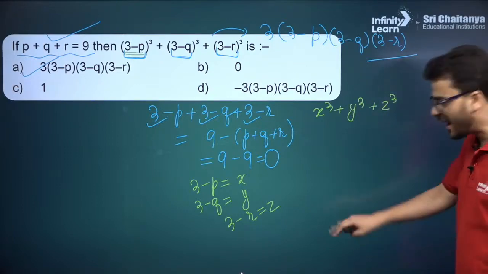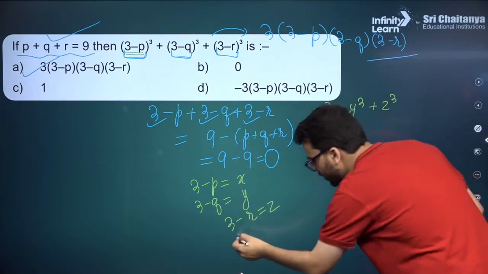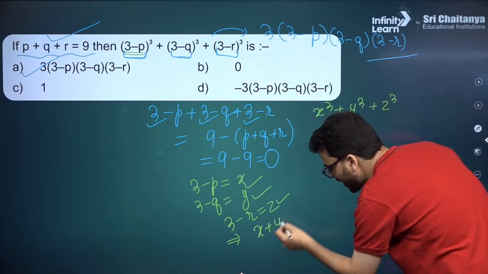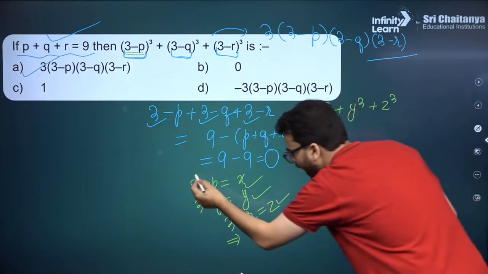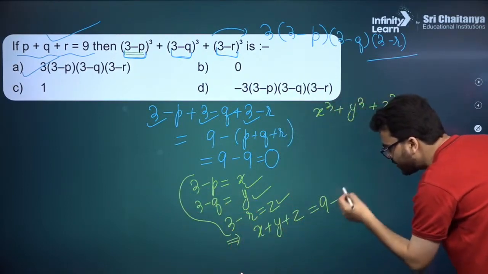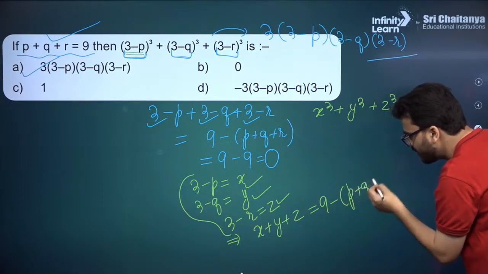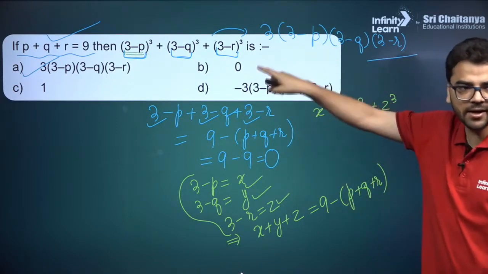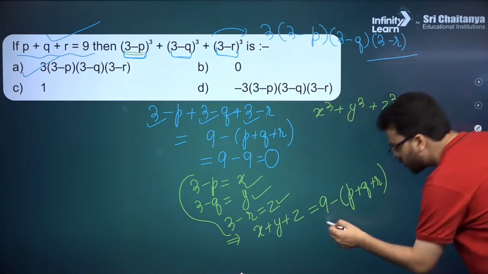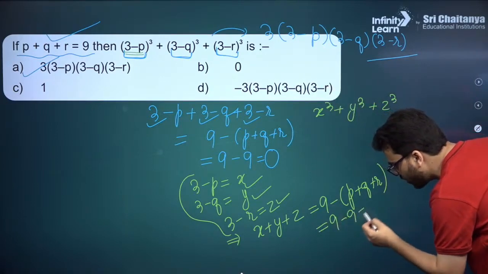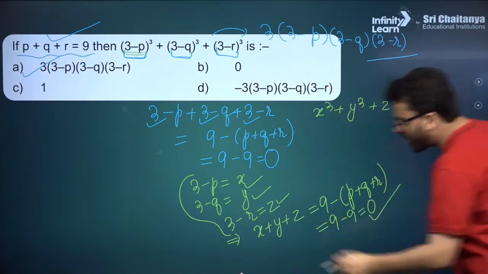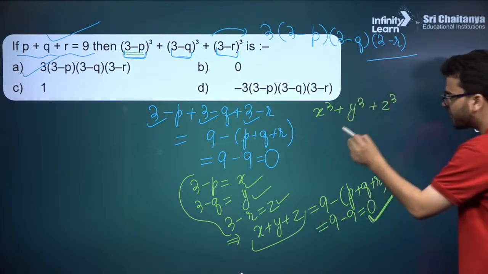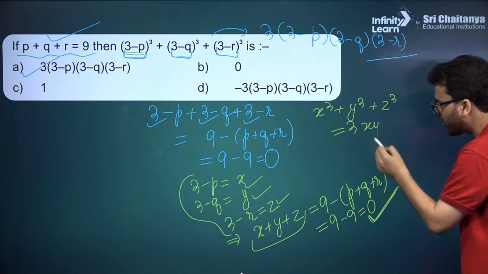Now over here, if you add X, Y and Z, what will you get? X plus Y plus Z will be equal to 9 minus P plus Q plus R. Now P plus Q plus R is given to be 9 in the question over here. So will it not be 9 minus 9, that is equal to 0? So therefore x plus y plus z is coming out to be 0. So therefore x cube plus y cube plus z cube will be equal to 3xyz.